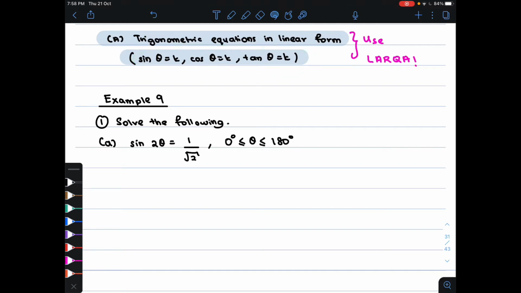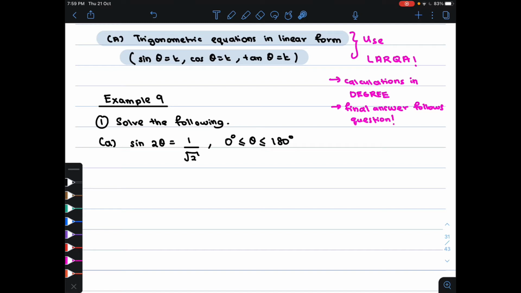Whenever you need to solve a linear form of trigonometric equations, use LARKA. Make sure that your calculations are in degrees. So if you have radians, change it to become degrees. That's your calculation, but your final answer should follow the question. If the question says the final answer should be in degrees, then your final answer should be in degrees. But if your question is in radians, that means your final answer should also be in radians.